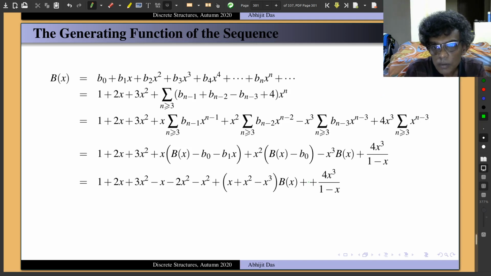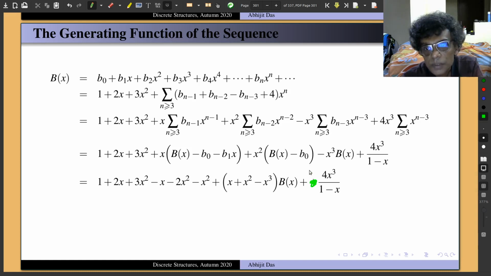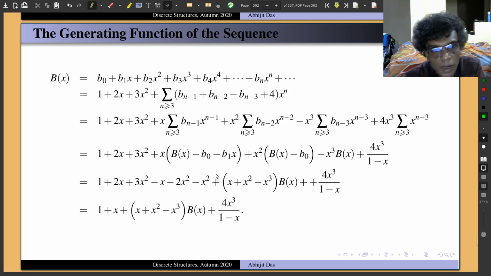Okay, so small typo. This 1 plus is extra here anyway, so just forget that. Then I push this on this side and simplify this to get this 1 plus x. This portion simplifies to 1 plus x. This is this. And then I have 4x cube over 1 minus x.